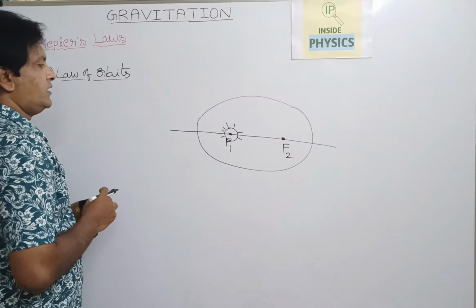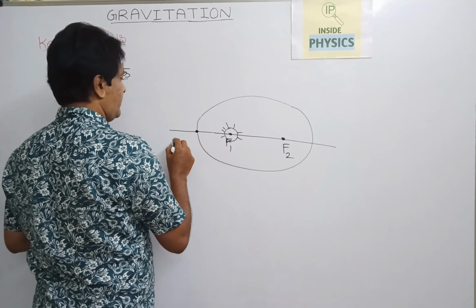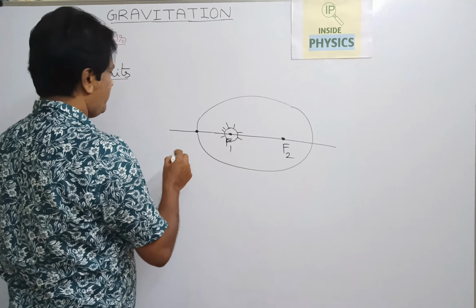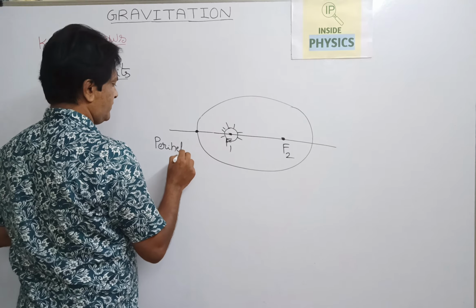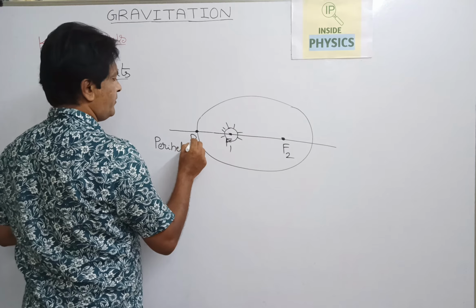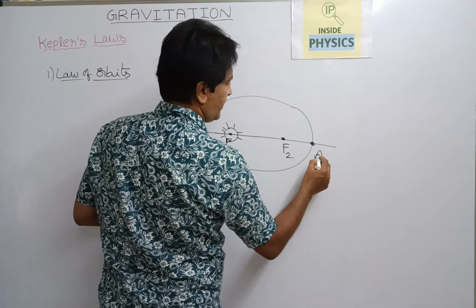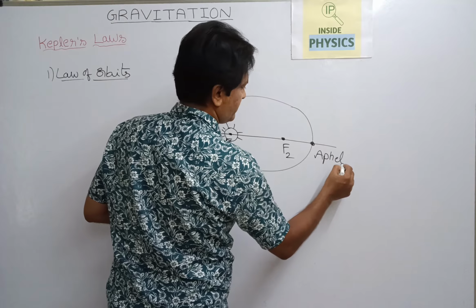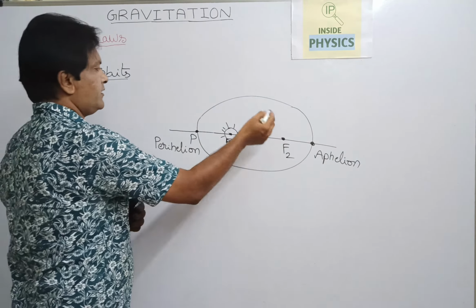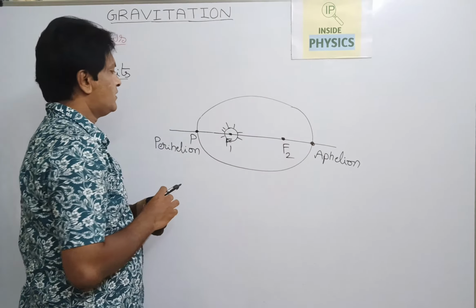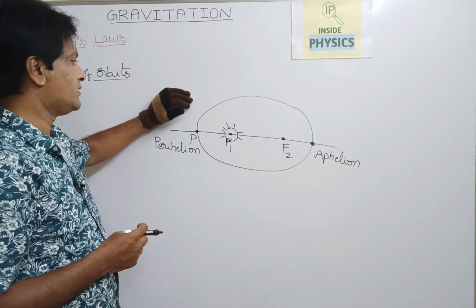The nearest point from the sun to the planet is called perihelion, denoted by P, and the farthest point from the sun is called aphelion. So this planet is revolving around the sun in an elliptical path. That's what the law of orbits says.